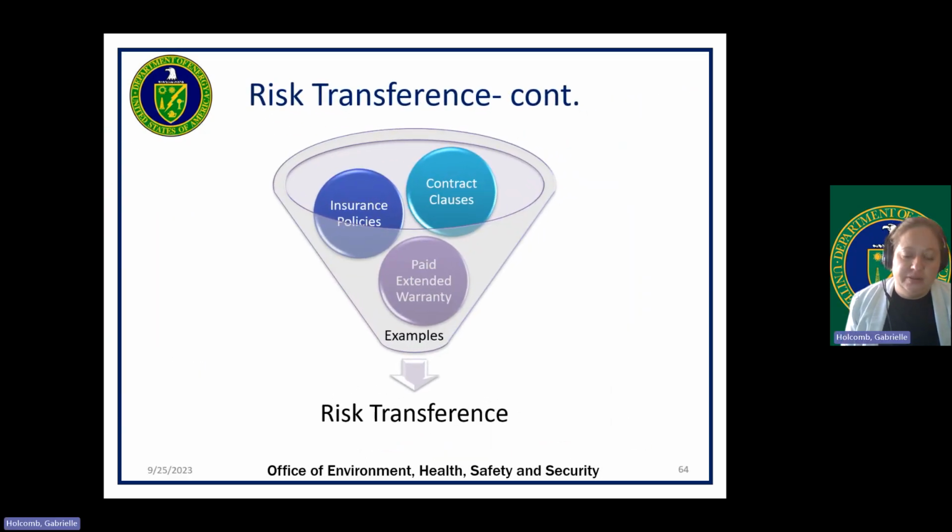So, what are some examples of risk transference? Additional examples include contract clauses for counterfeit, fraudulent, and suspect items, insurance policies, which may not always be applicable in this case, but definitely extended warranties, and other things like that.